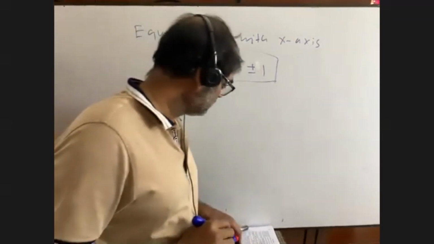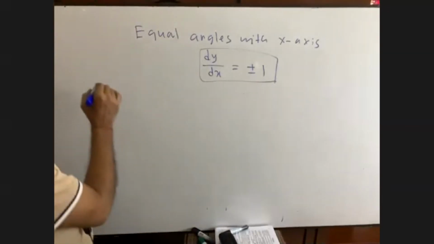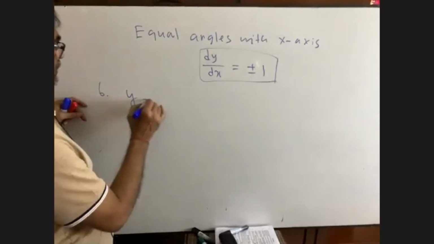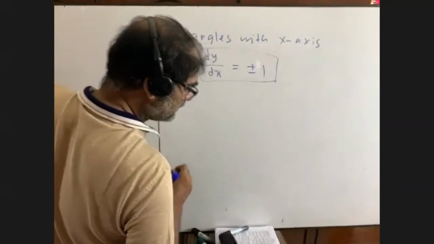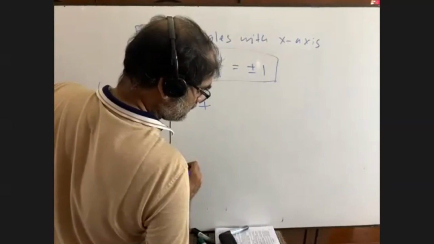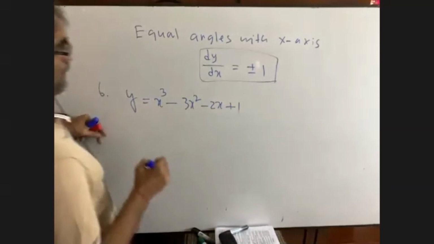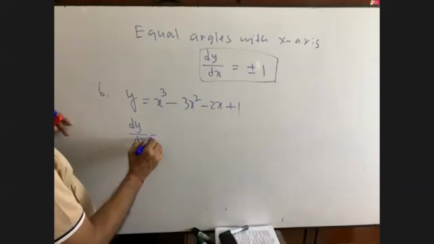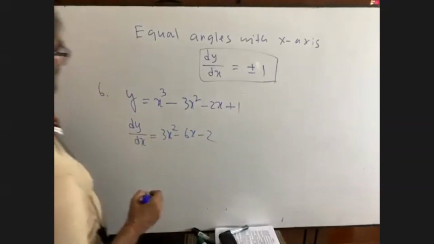Now we are getting question number, important question number 6. Okay, write down. Y is equal to x cube minus 3x square minus 2x plus 1. So dy by dx equals to what? 3x square minus 6x minus 2. Okay.